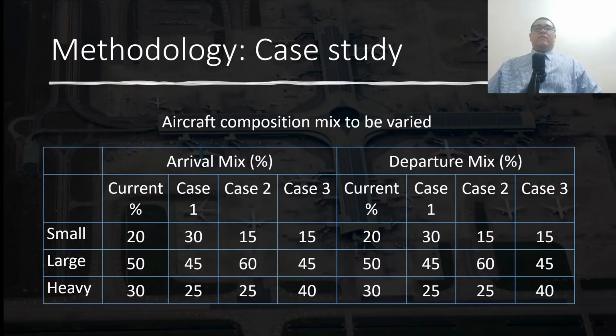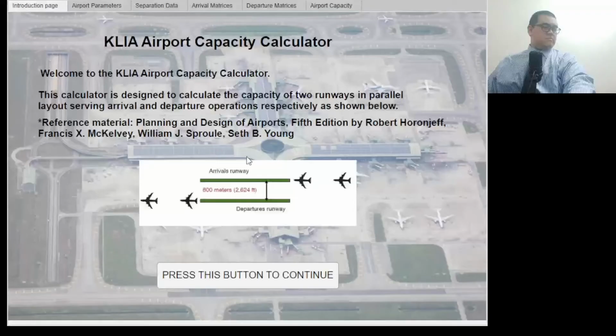And now we will vary the aircraft composition mix. First, we have the current composition, and we will adjust each composition of the aircraft by either 5 or 10%. So for 3 different cases, as you can see over here.